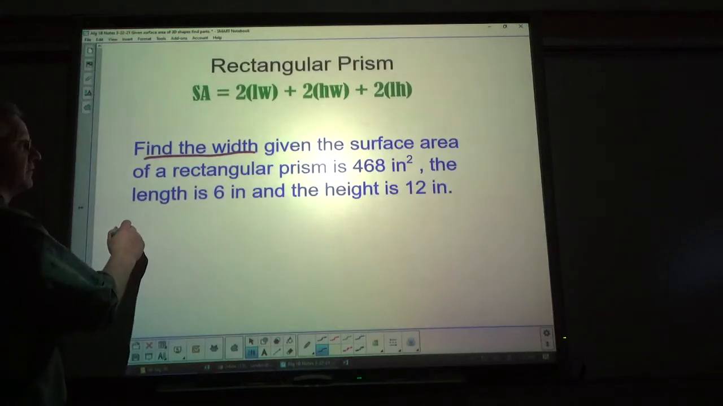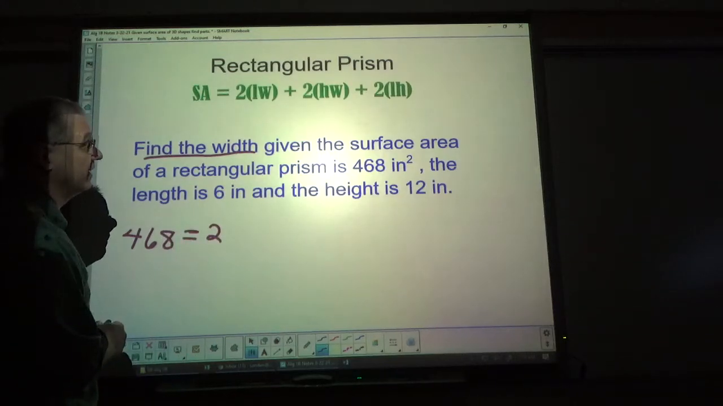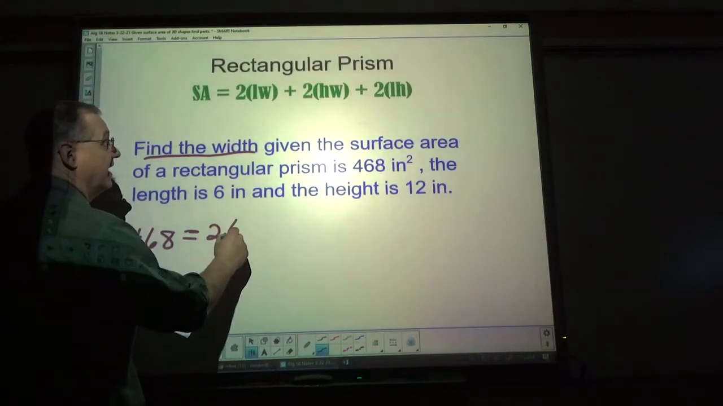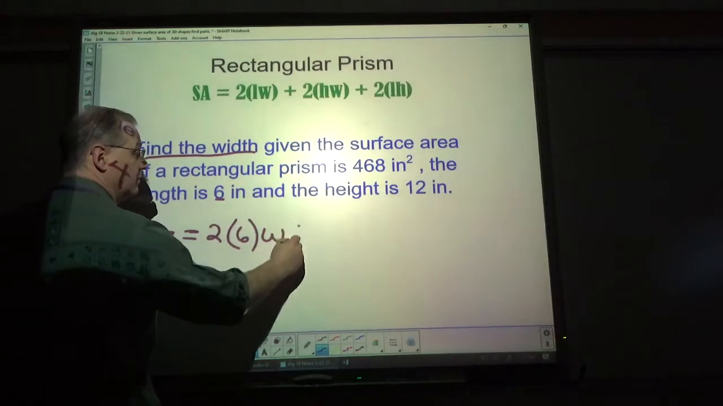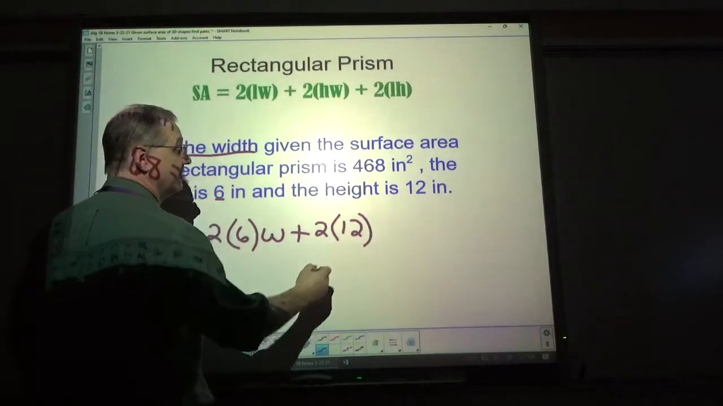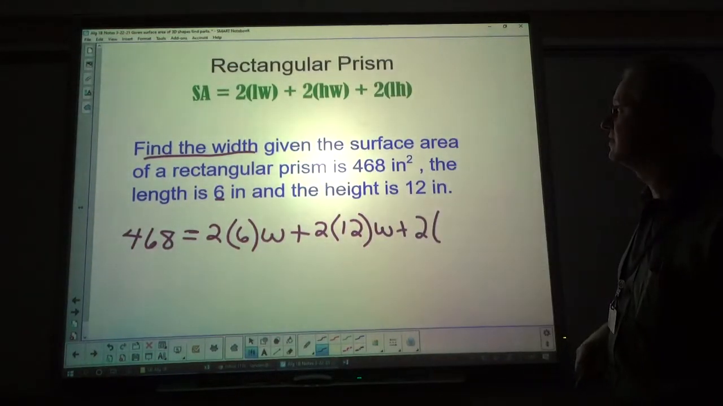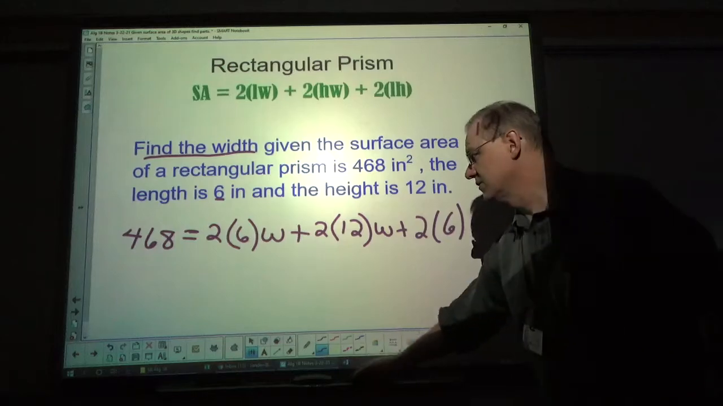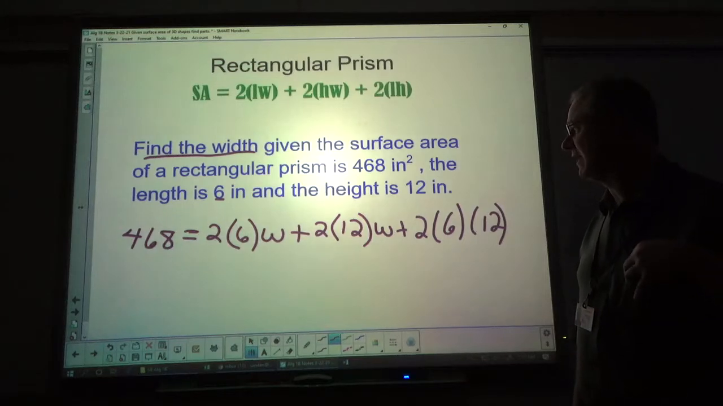All right, so surface area, 468. Now, L is given, but W is not. So 2 times L, in this case L is 6, and W is not known. 2 times the height, 12, and the W is not known. 2 times the length, 6, and the height, 12. So there's our setup. We need to find the value of W.